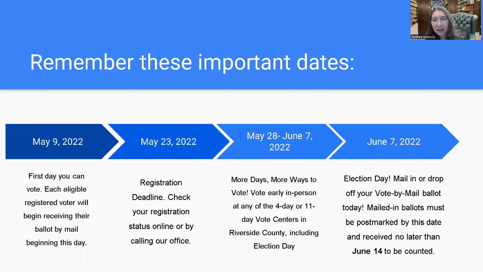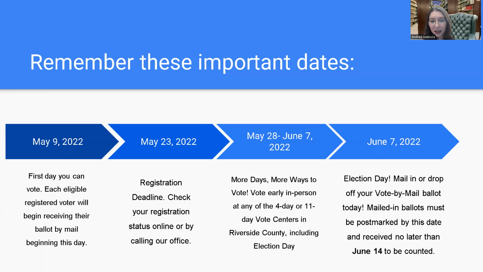So lastly, just to end, we're going to go over the important dates. May 9th was the first day that you are eligible to vote. Each eligible voter will have been receiving their ballot by mail beginning this day. So I think I did receive it around that time. May 23rd is the registration deadline. So if you are not registered to vote as of May 23rd, you would have to find a location of the same-day voter registration. You can check your status online to see if you're registered to vote, and then you can just follow the regular procedure. If not, you would have to do same-day voter registration.